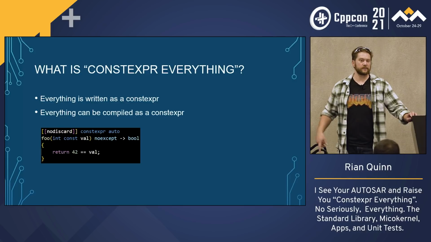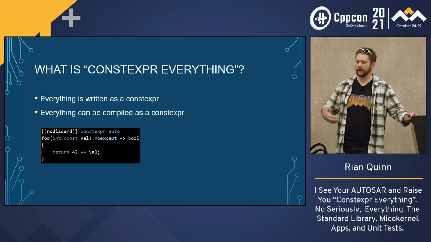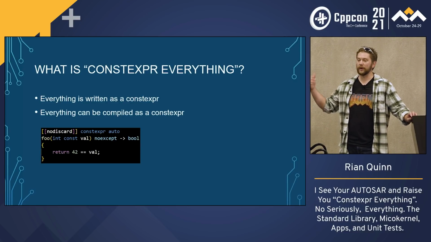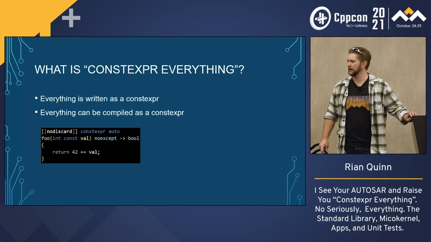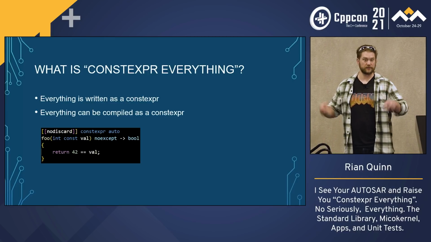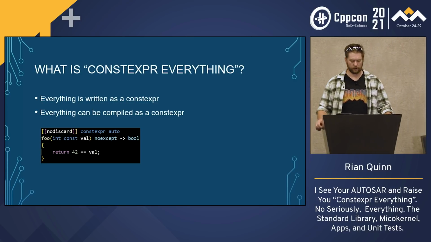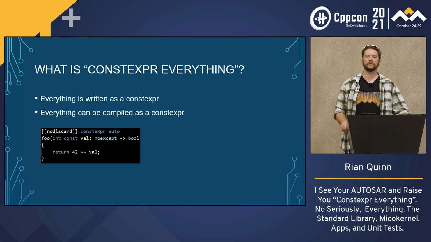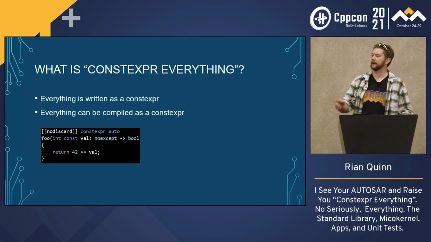What we mean by Constexpr everything is quite literally that everything is labeled with Constexpr. And it's not enough to just add Constexpr to the definition, but we also want to ensure that it can be compiled as a Constexpr. Not all functions that are labeled Constexpr will actually compile in a Constexpr. So the short of it is I write a function, I can run it at compile time and not at runtime, or I can use it at runtime too, but the point is compile time.